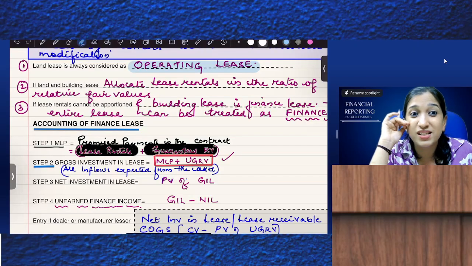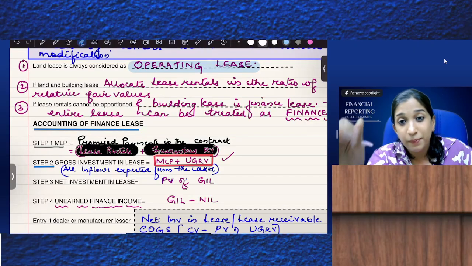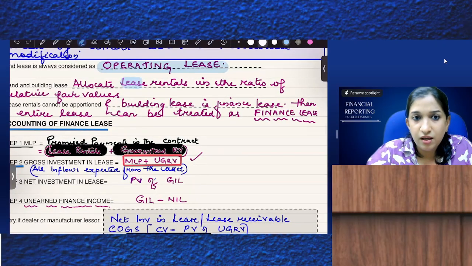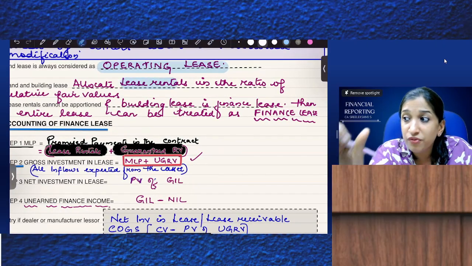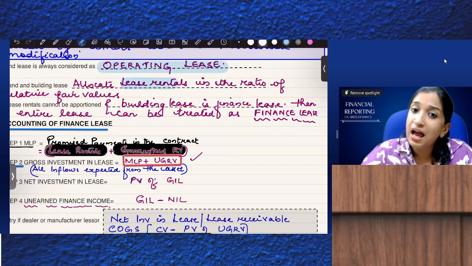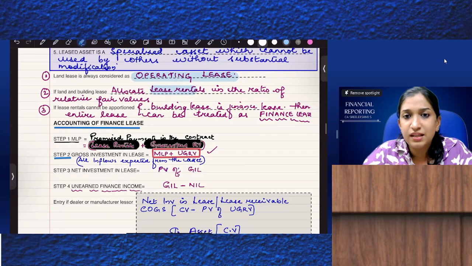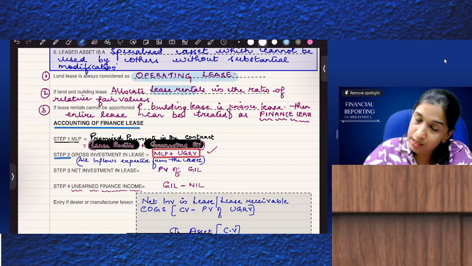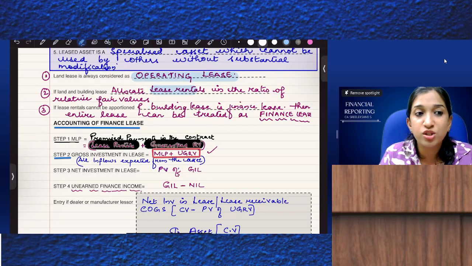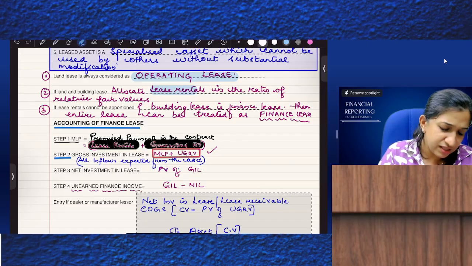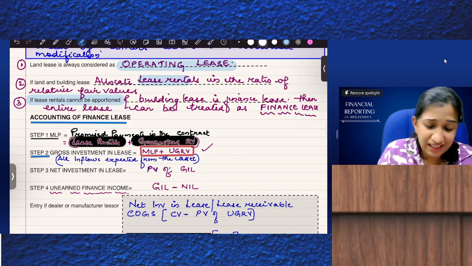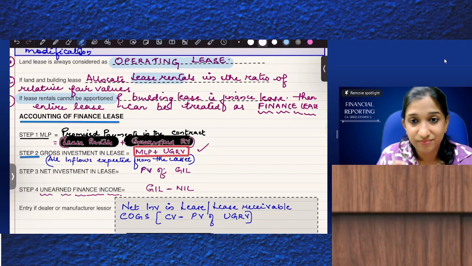Okay, so now the question: what about land and building? Building is a finance lease. Allocate lease rentals in the ratio of relative fair values. If it were only building, what would the lease rentals have been? Accordingly, you allocate. Land lease is an operating lease, and you take the building lease as finance lease accounting. Now, what if the building is a finance lease but allocation is not possible? Lease rentals cannot be apportioned.